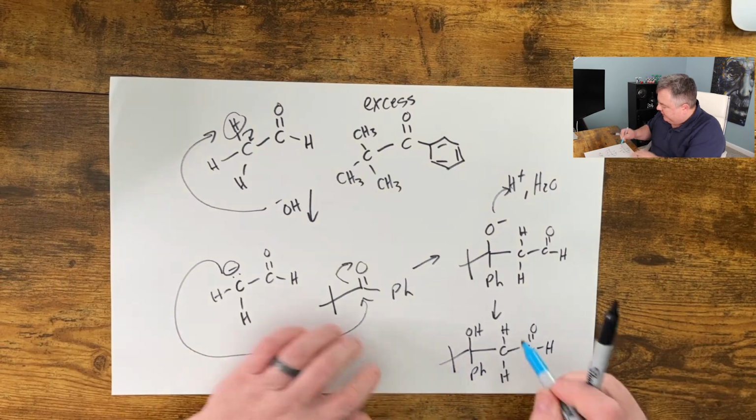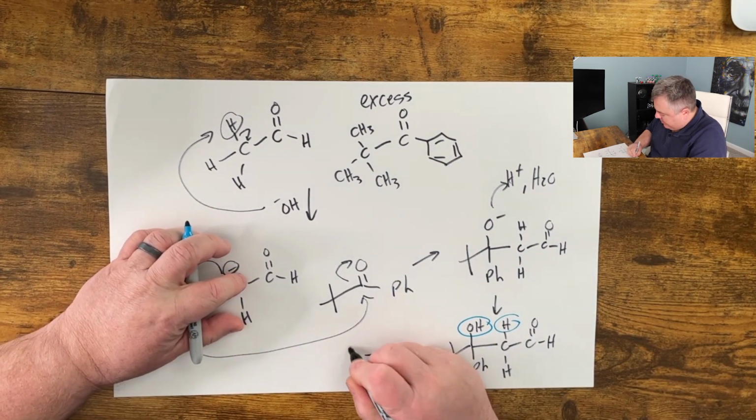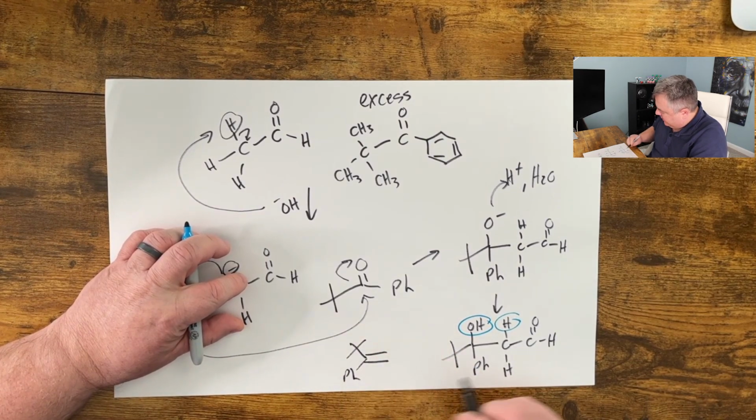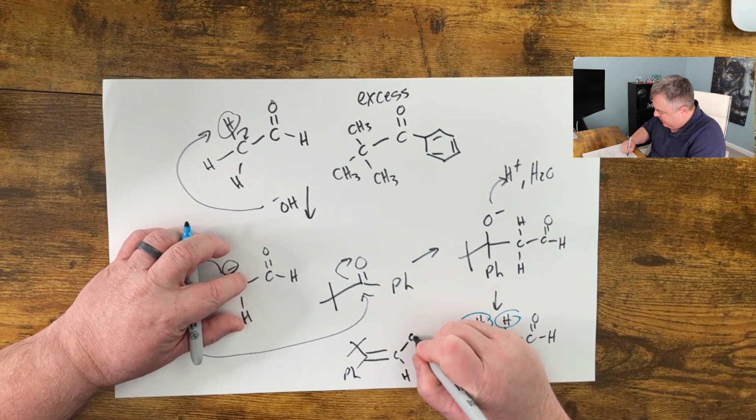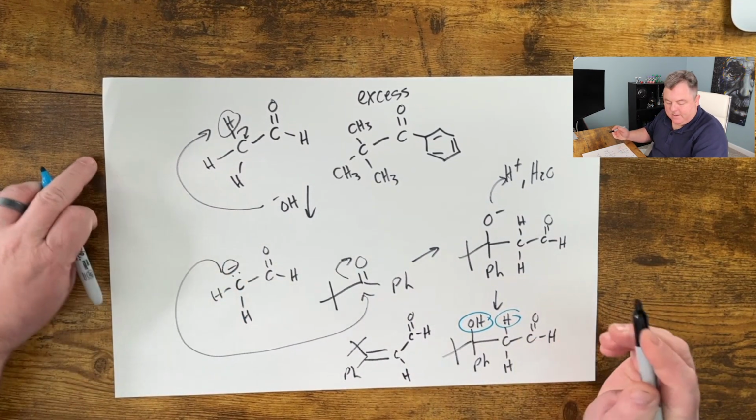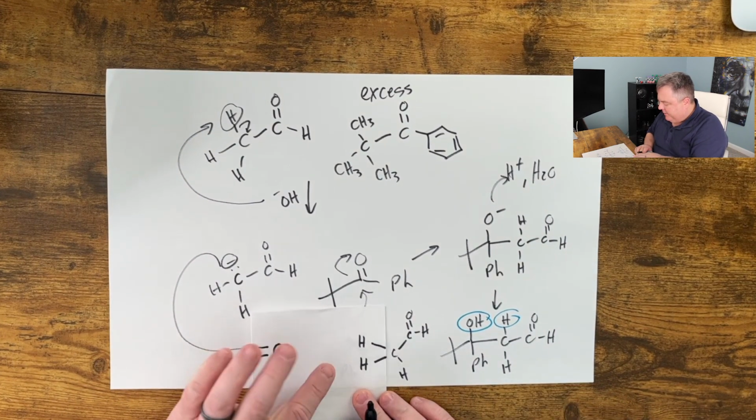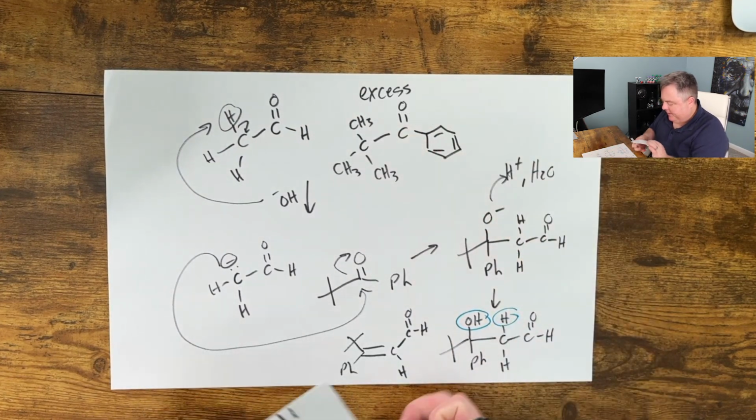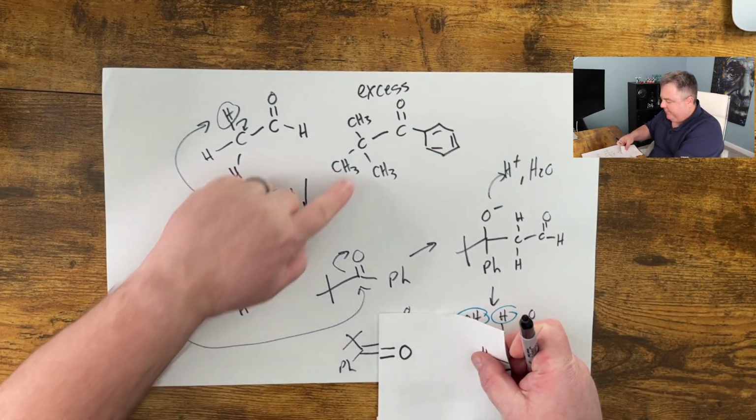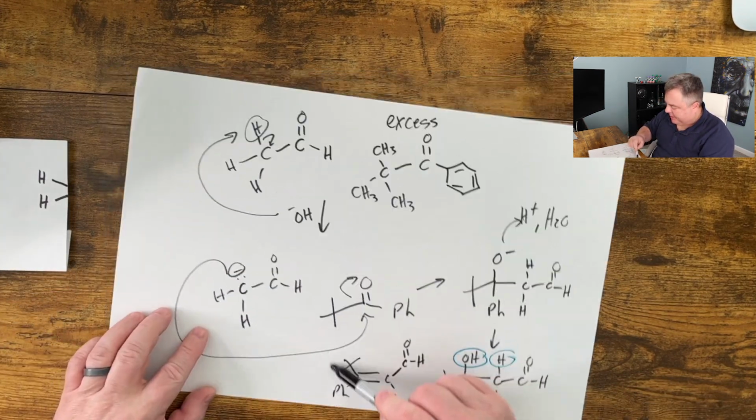I dehydrate with my water, and I get a double bond. There's a tert-butyl and a phenyl on the left side, a carbon with a hydrogen, and my carbonyl hydrogen. I can cover it up to make sure I've got my starting materials. There's my starting material aldehyde, and there is my tert-butyl phenyl ketone. So I've got my two pieces. This is my product.